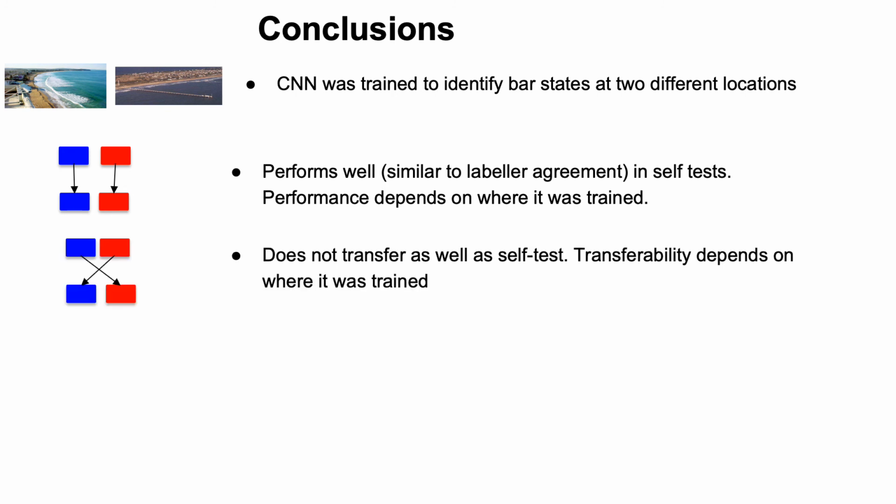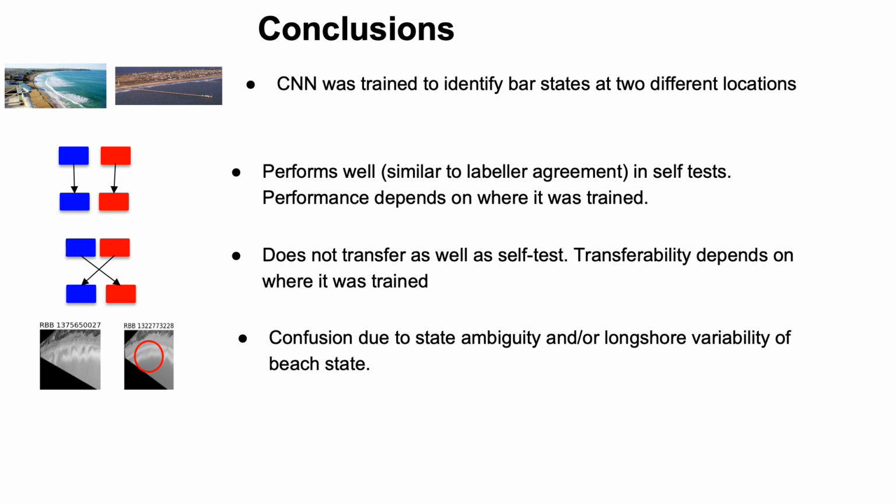They did not transfer as well, so we saw a reduction in skill score when a CNN that was trained on one location was tested at the other location. This means that the information about beach state at one location does not necessarily apply when predicting beach state at the second location. This transferability does depend on where it was trained. Finally, we saw some confusion between states due to two different reasons. The first was that adjacent states might look similar. And the second reason was that one image might encompass two different beach states due to longshore variability.